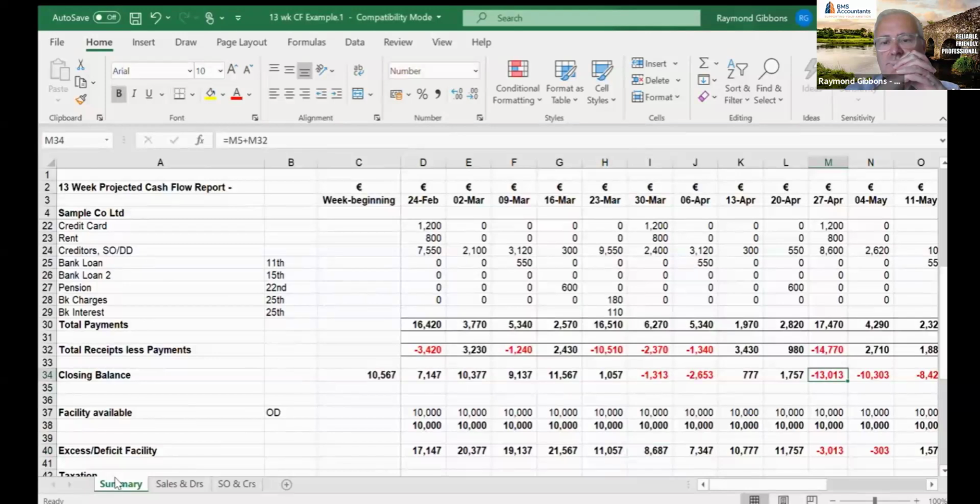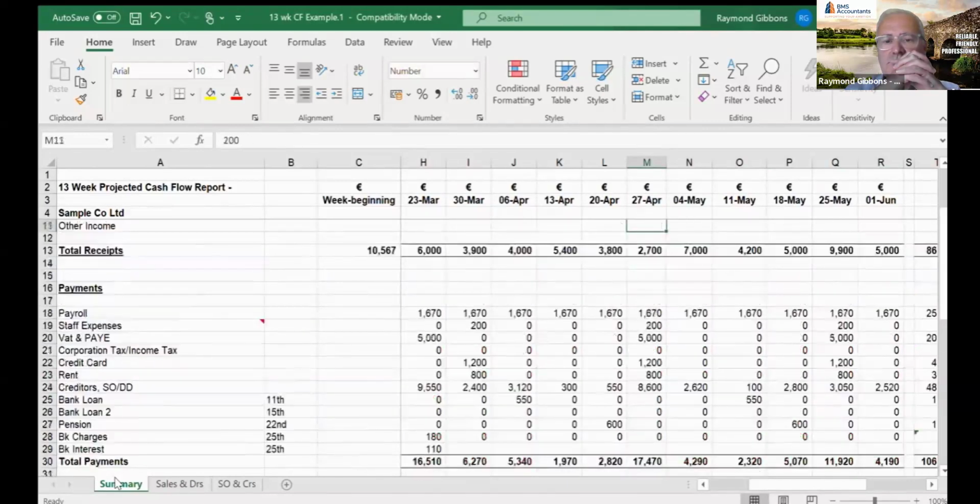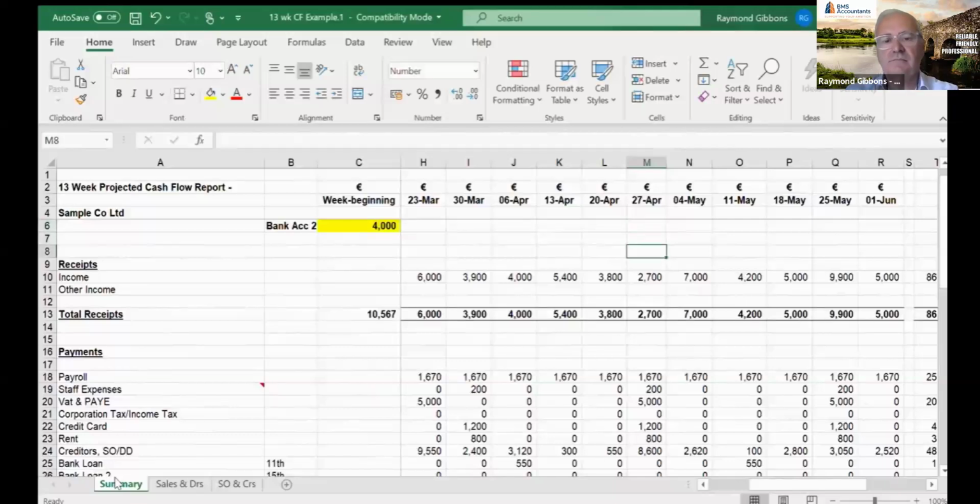And this is where it becomes a little bit of a problem, because now we have to work this cash flow to ensure that this situation is managed. And this is where the cash flow comes into its own. You've now got a 13-week window where you're looking ahead and you can see the potential problems for your cash flow. Now, what can we do to alleviate this particular problem?